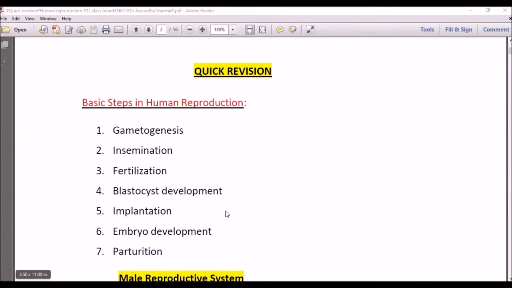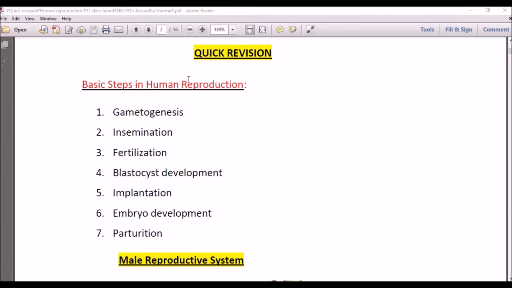Now we know that there are basic steps in human reproduction. First is gametogenesis. Now we should understand what we mean by this gametogenesis. Gametogenesis is the formation of gametes. In male, there is formation of gametes, that is sperms, and in female, there is formation of ova. So the formation of gametes in humans is known as gametogenesis.